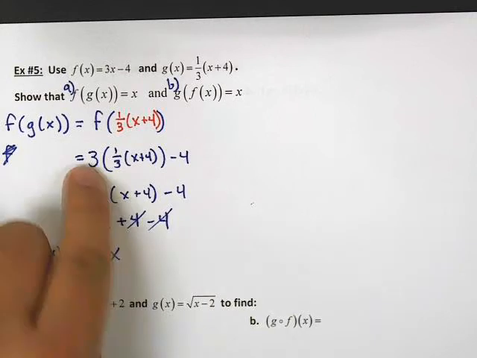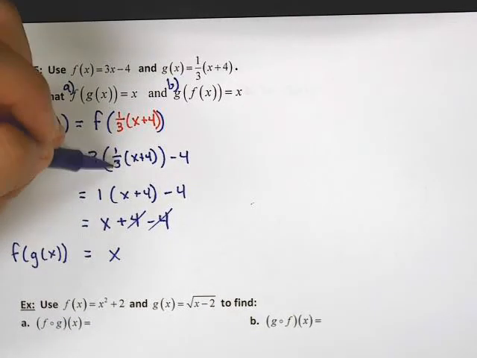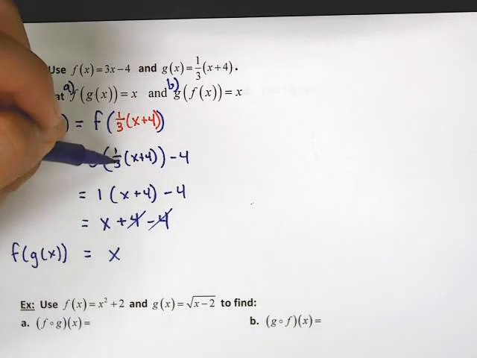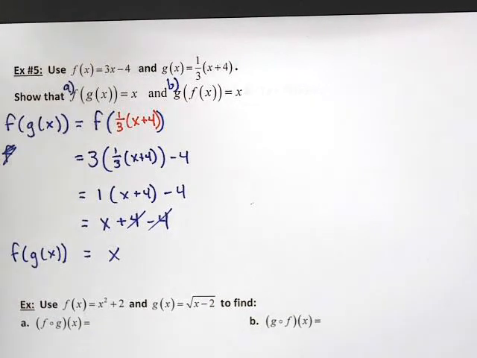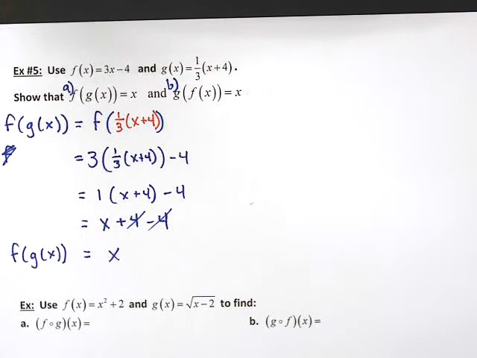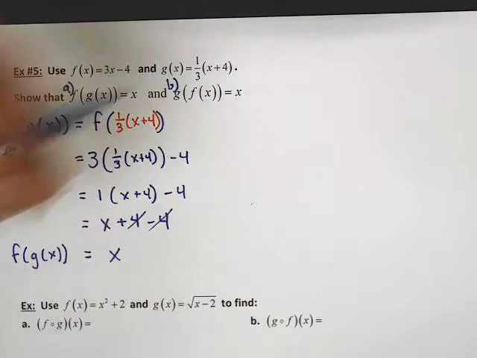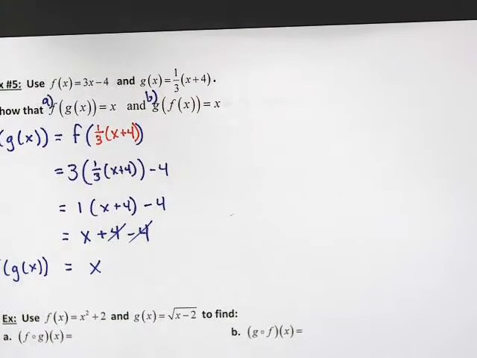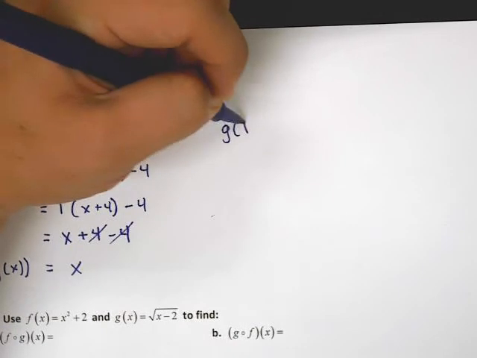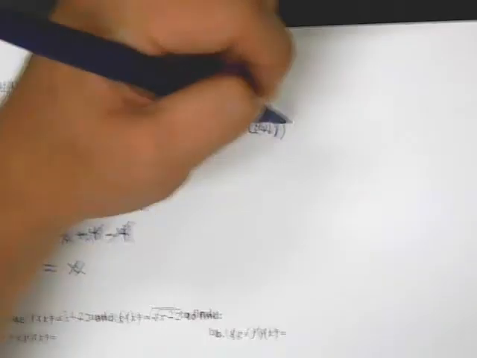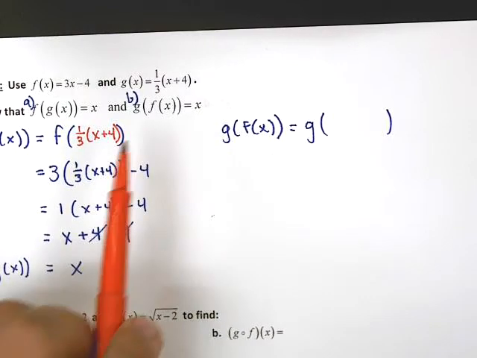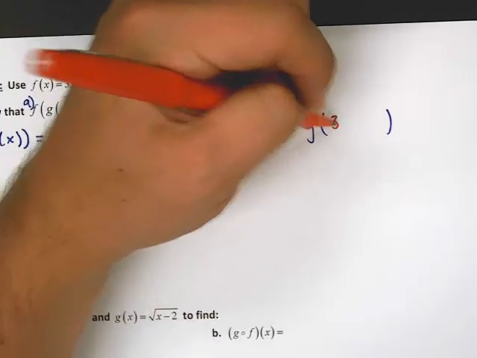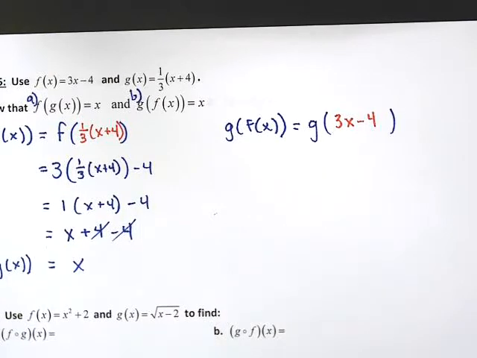Again, be really careful here, guys. I just want you to understand that if this is 1/3 times the quantity x plus 4, and then you multiply it by 3, well, really, that 3 and the 1/3 just cancel each other out, and that's what we were looking for. Alright, let's try the next one, which is g of f of x. So g of, and then my f function is 3x minus 4.